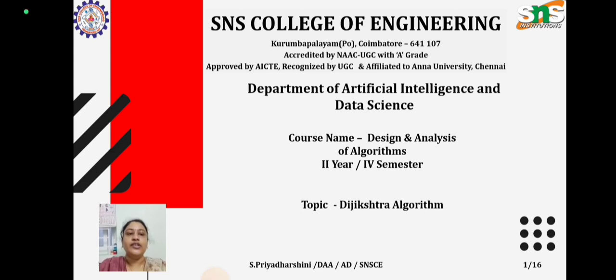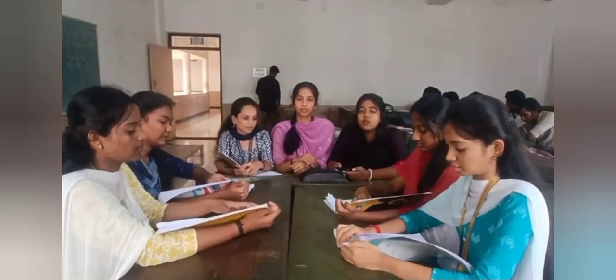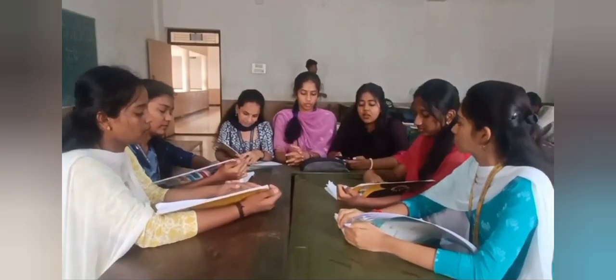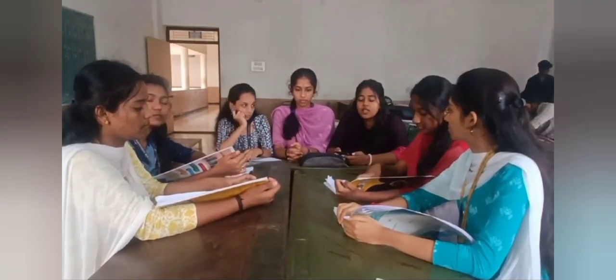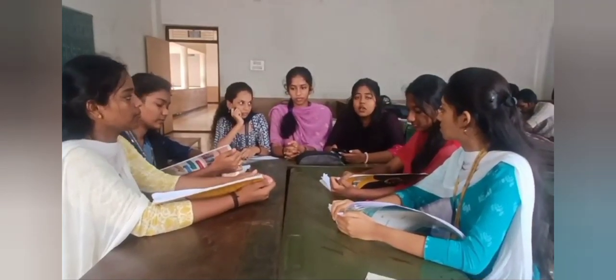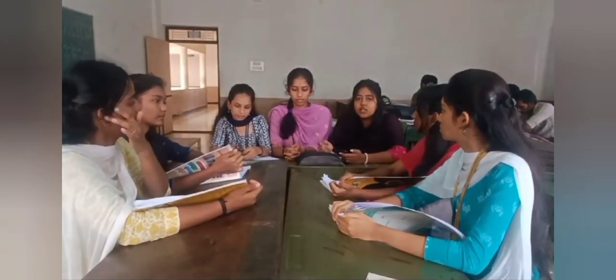Today we'll see the topic Dijkstra's algorithm as a case study. Everyone, today we are going to discuss the topic Dijkstra's algorithm. Dijkstra's algorithm is a fundamental graph search algorithm used to find the shortest path from the starting node, that is the source node, to the other nodes in a weighted graph.